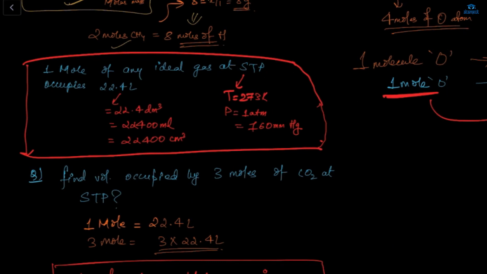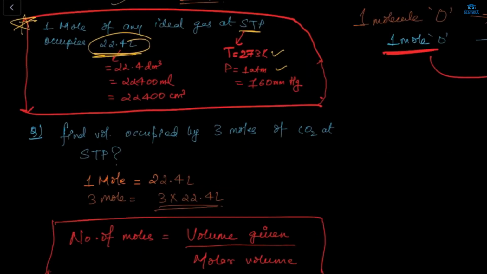The last question is based on this theory: 1 mole of any ideal gas at STP occupies 22.4 liters. The STP temperature is 273 Kelvin and pressure is 1 atm. So this question is related to this theory: you have to find the volume occupied by 3 moles of CO2 at STP.